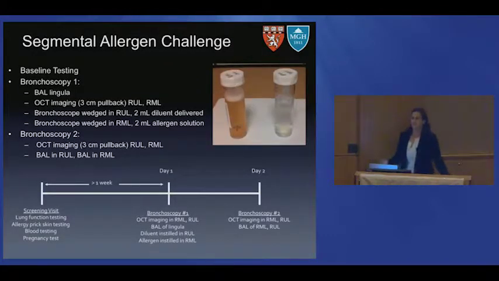But I mentioned that these volunteers were coming in for a segmental allergen challenge. So this is the protocol that they went through. They came for a baseline visit where they had their PFTs. Then they came in for day one where we did our OCT imaging of the right middle lobe and the right upper lobe. We got a baseline lavage of the lingula. And then we gave them an allergen in the right middle lobe, and we gave them a diluent in the right upper lobe. And we brought them back 24 hours later, and we re-imaged them again, and we collected cells from the lavage again.